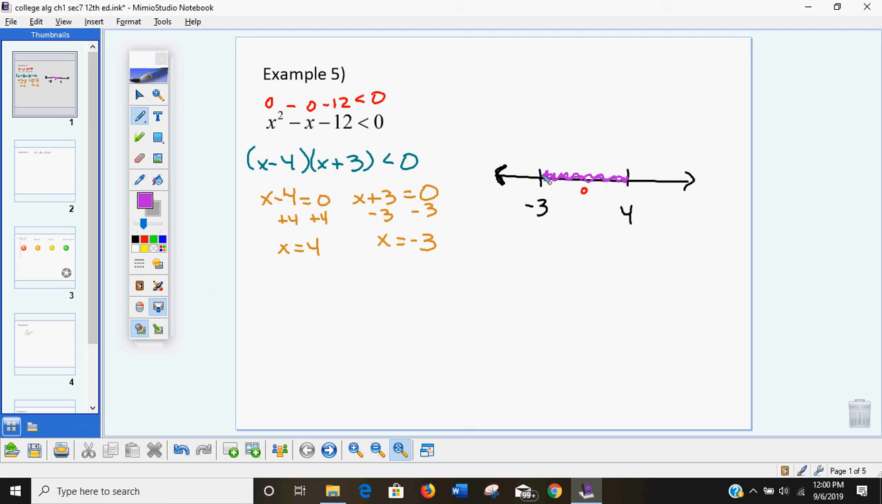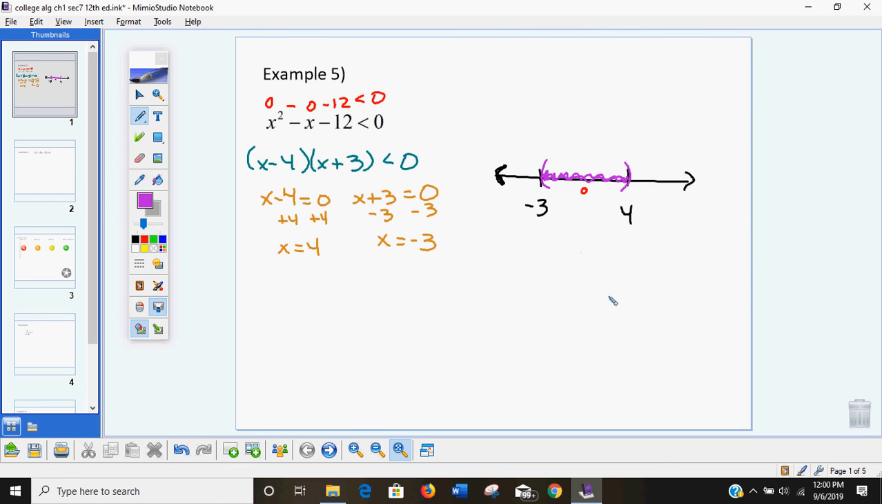Then you want to look at your sign right here and decide if you are doing parentheses or brackets. There's no equal to, so you're doing parentheses that face the way you shade. Let's talk about this a little more. What this means is, if I were to try negative 5 in the original equation, I would get a false statement. I would get a number bigger than 0. If I were to try positive 5, something over here, in the original equation, it would not work. It would give me a false statement. But if I try any of the numbers in between where I've shaded, those give me a true statement.